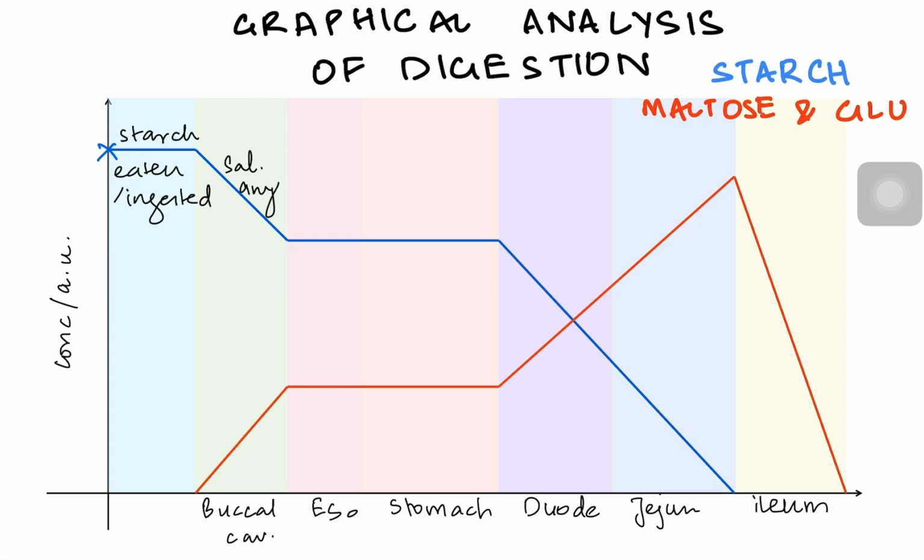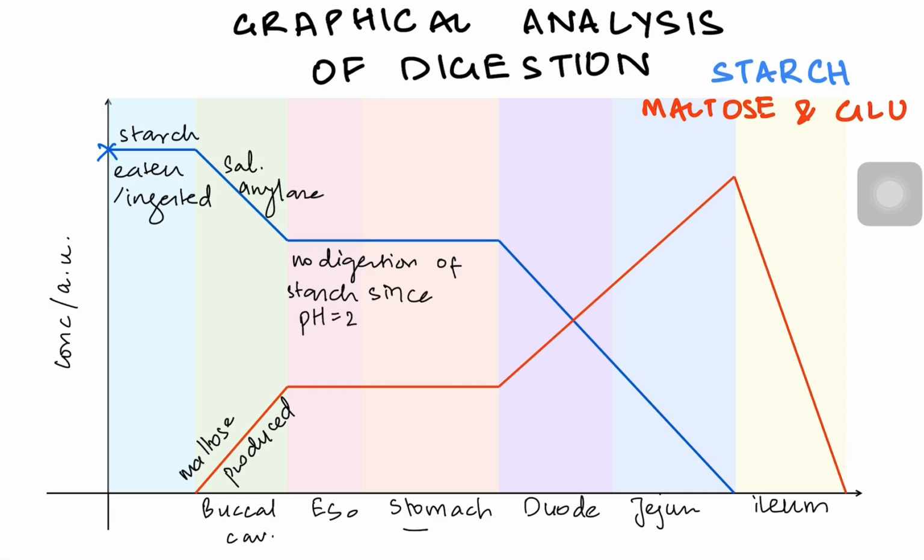But in the buccal cavity, there's an enzyme known as the salivary amylase, which was present in the saliva, so starch was converted into maltose. That is why maltose concentration increased in the buccal cavity. You can see the graph is a horizontal line because no digestion of starch happened in the stomach or in the esophagus because the pH was 2, which is not good for the amylase enzyme. And there is no amylase working in the stomach or the esophagus, so starch was not further digested for a while.